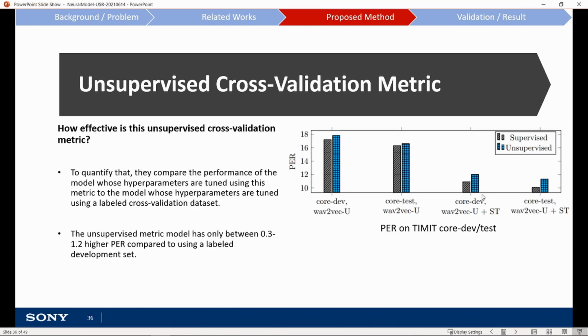They further conduct this experiment to verify their unsupervised cross-validation metric. They compare the performance of the model whose parameters are tuned using this metric to the model whose parameters are tuned using a labeled cross-validation dataset. And you can see from this table that there seems to be sufficiently high correlation between this unsupervised cross-validation metric and the performance of the model trained using a supervised cross-validation dataset. Which means that this metric seems good enough to be used in its place.